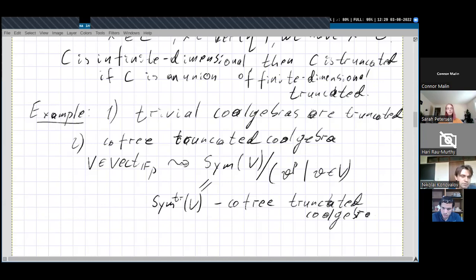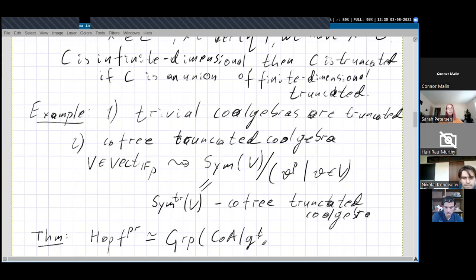So here is the main theorem, the main classical result, which is supposed to be a Koszul duality: primitively generated Hopf algebras are the same as group objects in the category of truncated algebras. This is again some theorem from Milnor–Moore, but it takes some time, and it's not formulated so directly in the paper, but you can derive it.